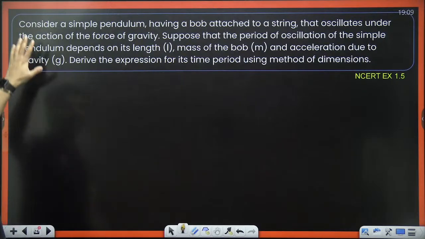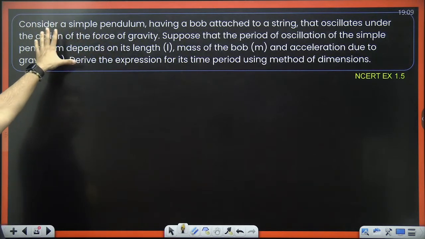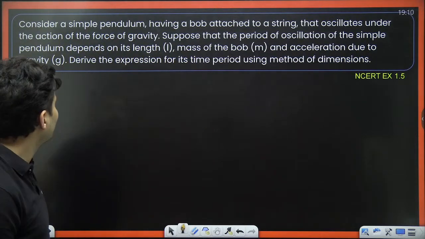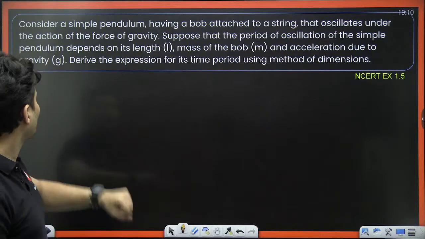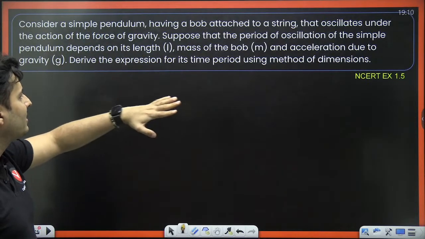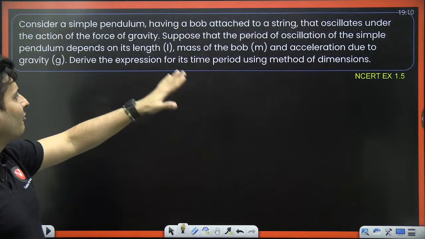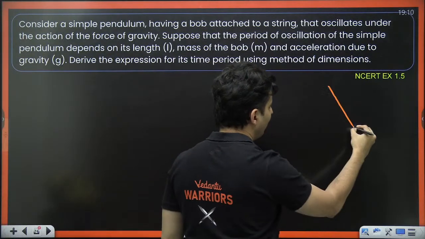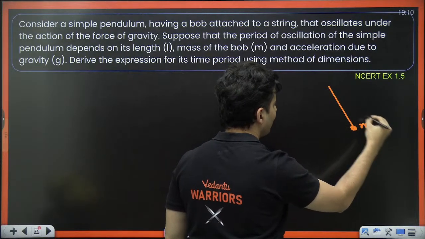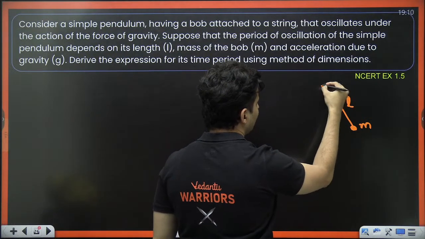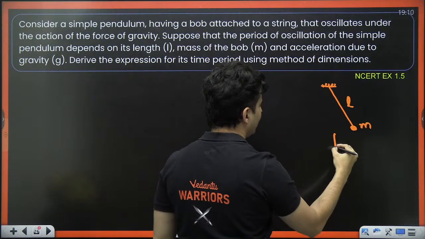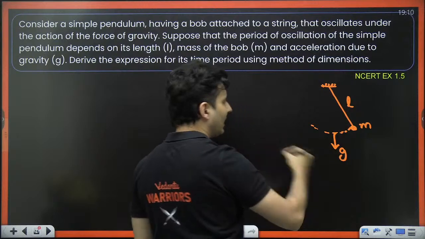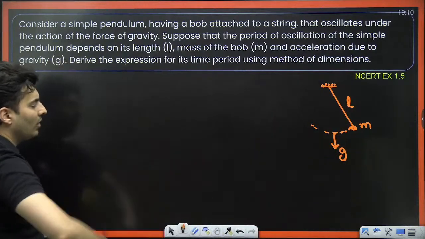Exercise 1.5 says there is a pendulum having a bob attached to a string which oscillates due to gravity. Length is given, mass is given, acceleration is given. Find the time period expression using this method. So we have a pendulum, a mass, the length, this is the hinge point, and we know acceleration due to gravity is like this. As this pendulum goes back and forth, what is the time period of the oscillation?